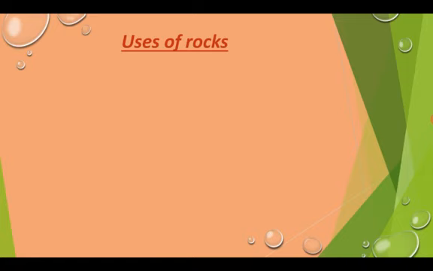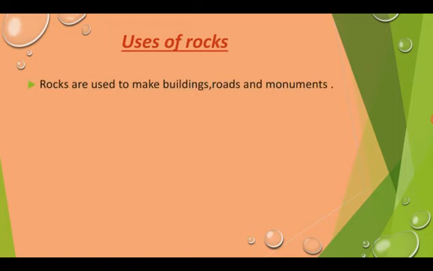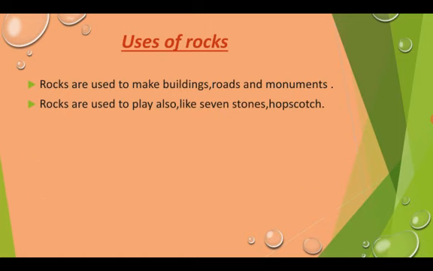Uses of rocks. चट्टानें किस काम आती हैं या चट्टानों के क्या उपयोग होते हैं. These rocks are used to make buildings, roads and monuments. Means to give life to all these, the rocks are used. Rocks are also used to play games like seven stones, pithu, hopscotch, gitti. These all were the games we used to play in our childhood. So these rocks are very much useful for mankind.